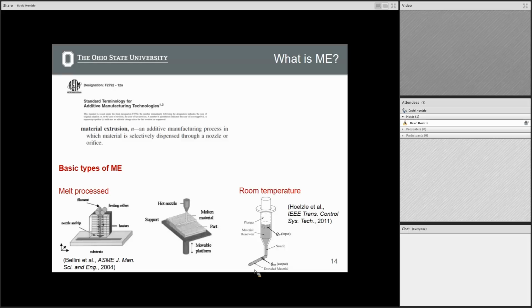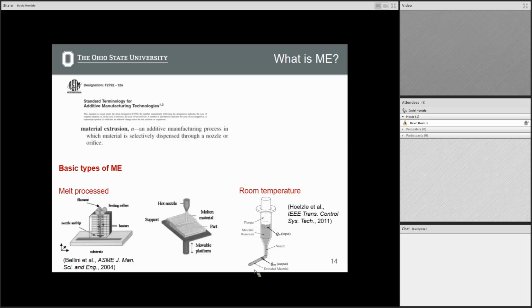So who has ever printed something with a MakerBot or similar technology before? Only two people? What? Maybe. What did you do with maybe? What was printed? Yeah. Probably a MakerBot or similar technology, right?